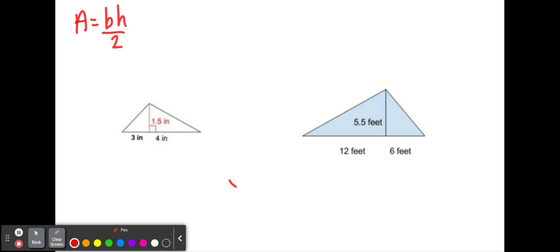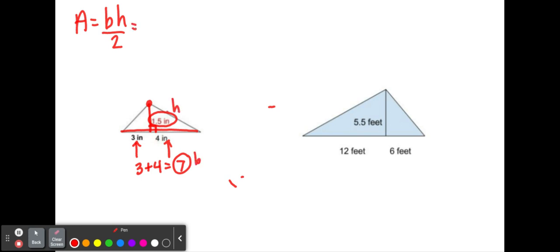Okay, my base, however, is going to be the whole bottom of my triangle. Okay, so if this section is 3 and this section is 4, my whole base, I would add them together. The base of this triangle is 7. Okay, and then the height is from the base all the way up to the tip of the triangle. Okay, again, I'm looking for that right angle. So my height would be 1.5. Okay, so I have my height and I have my base.